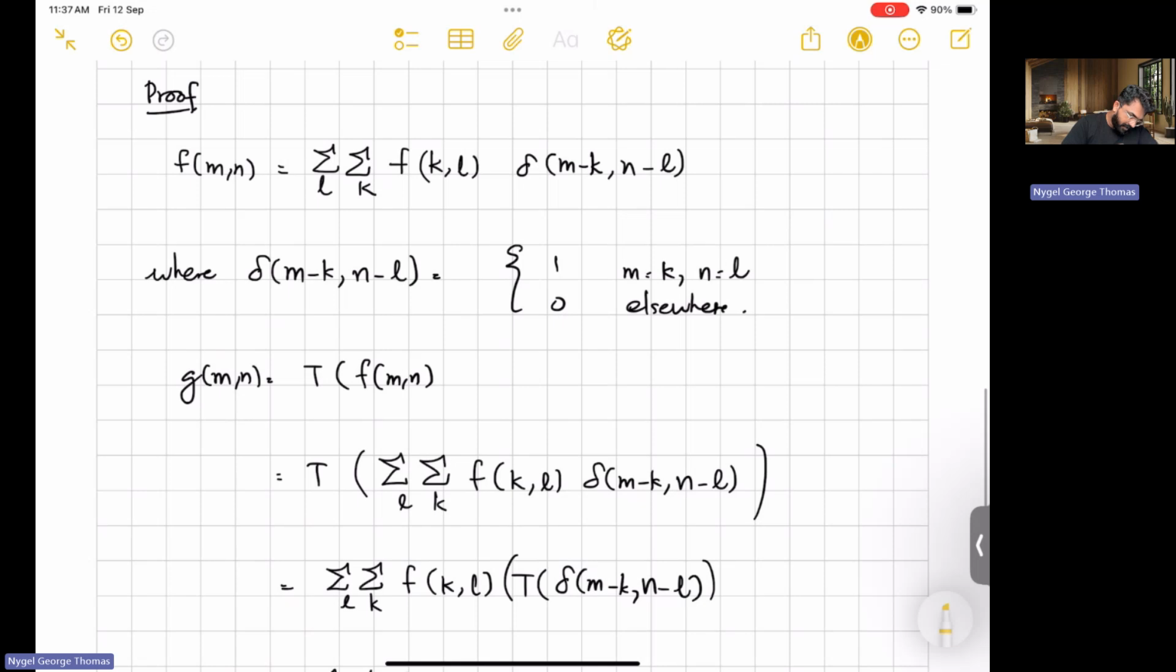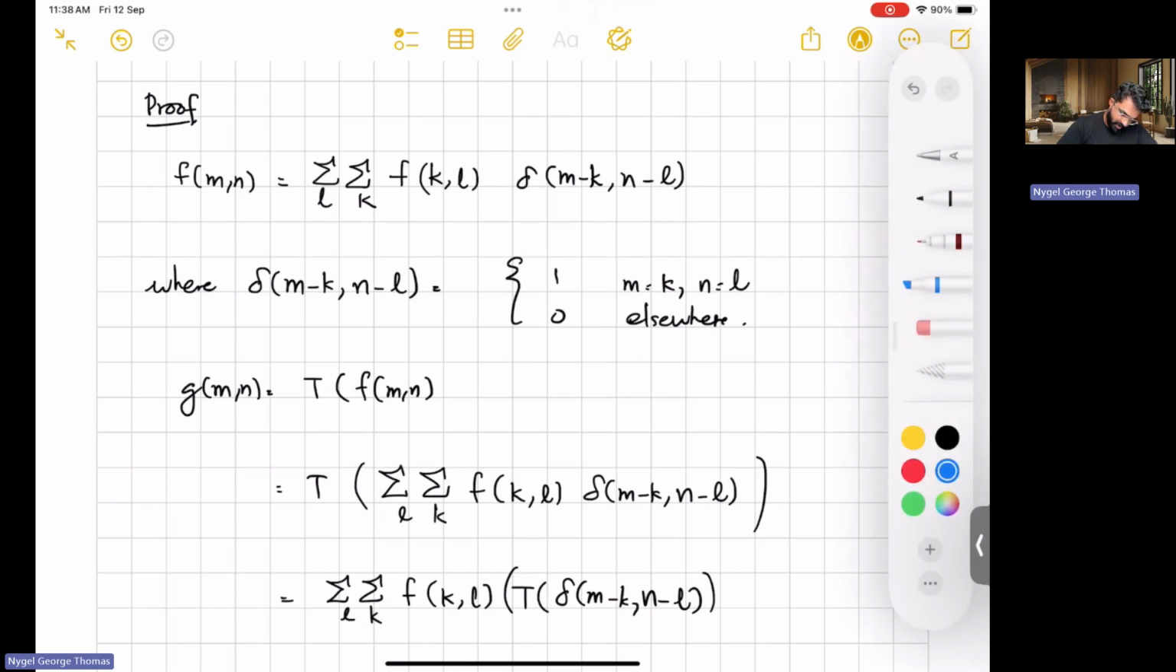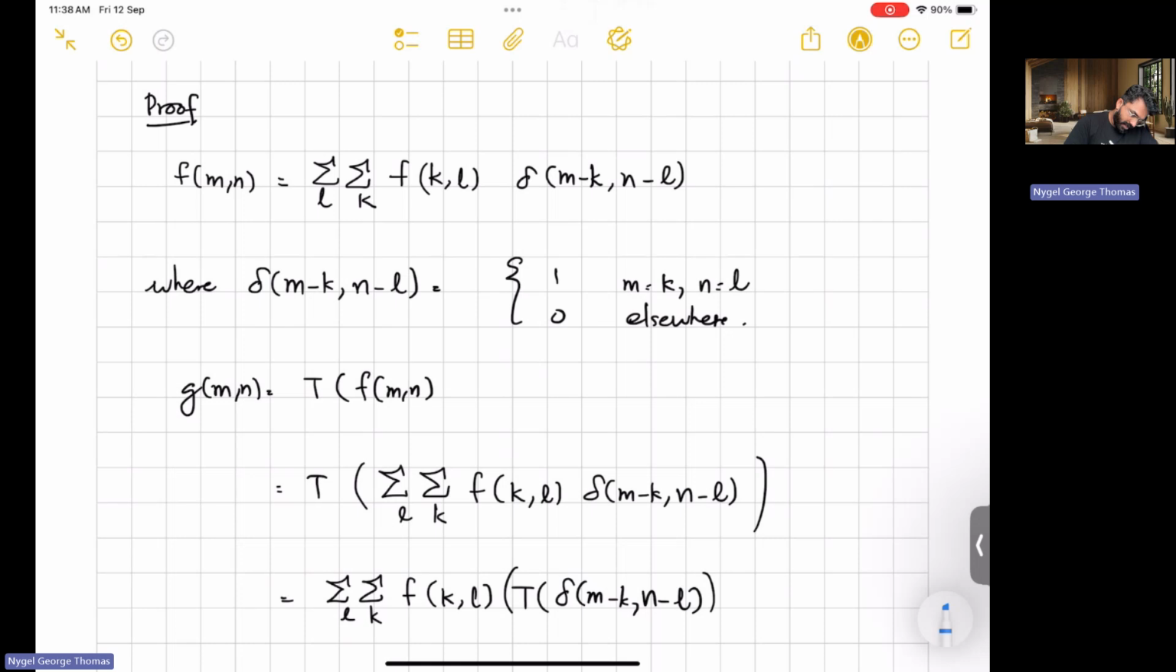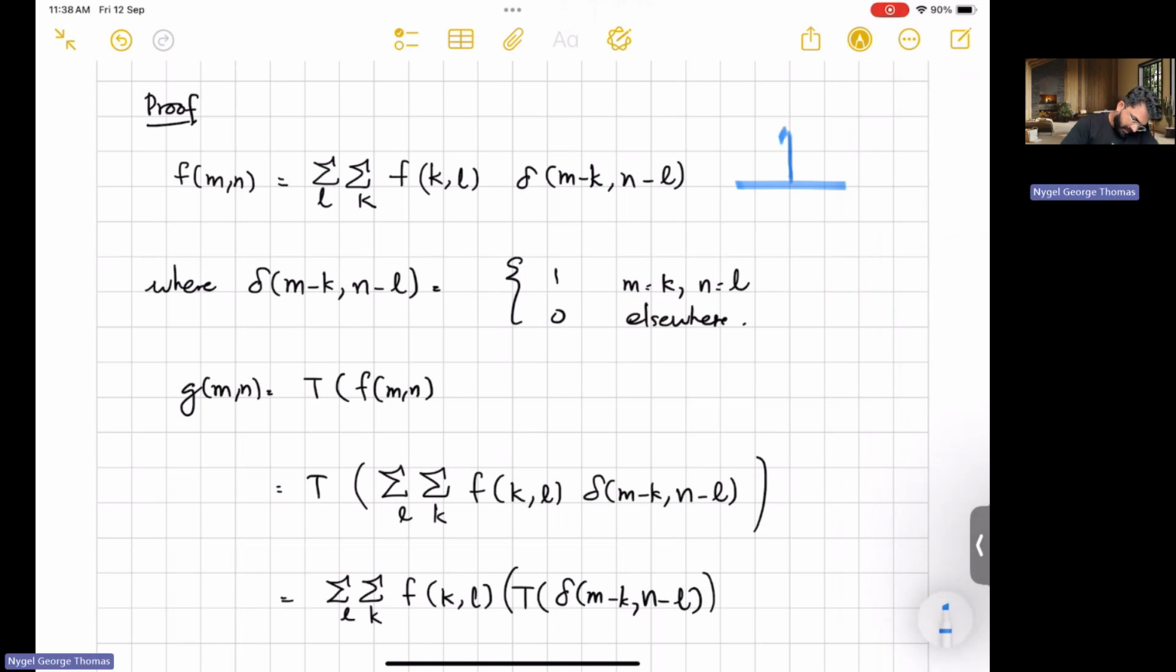So f of mn can be written in terms of the canonical delta. So what I mean here is, let's say we have something like this. It's a canonical delta. I'm talking about the 1D case. You can extend it to a plane. So this is a delta of 0, right?